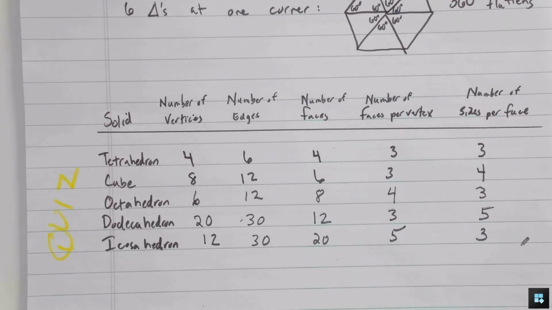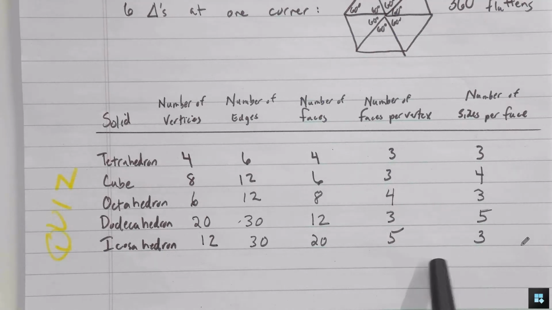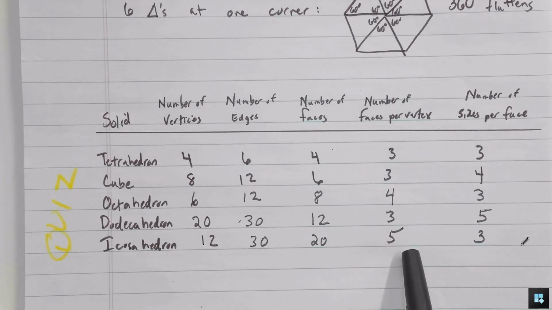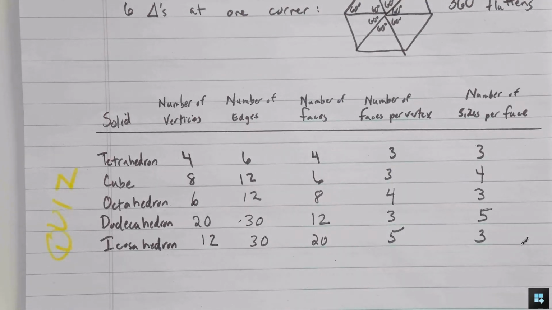Any other patterns that you observe? The only thing I can think of is that the number of faces and the number of sides per face, the last two columns, there's no number higher than five. That's true. So we didn't make any hexagon platonic solids. No platonic solids made out of hexagons, or any other regular polygon with more than five sides. And we didn't try to put more than five faces at one vertex.